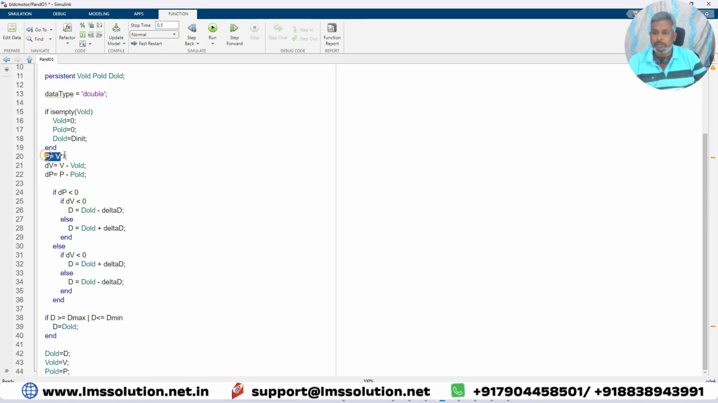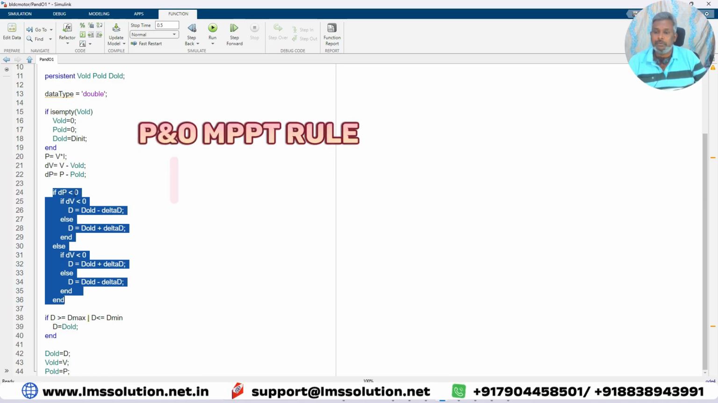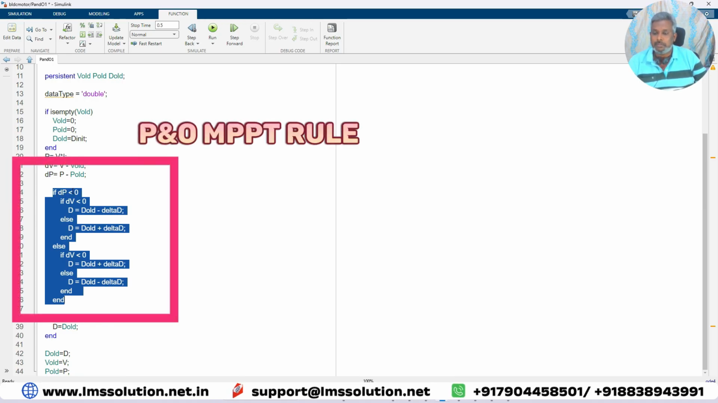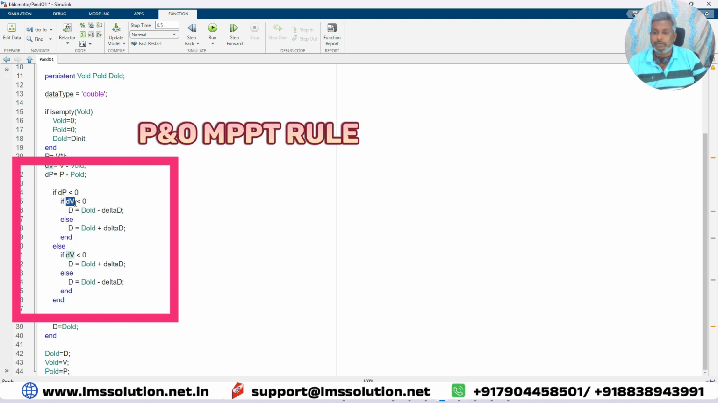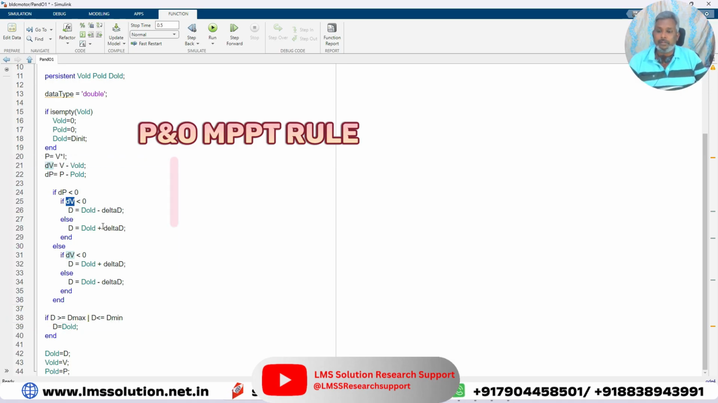Next you have to calculate power, voltage difference, and power difference. And then here we have 4 conditions. You have to compare the power difference with respect to 0. If the power difference is less than 0, then you have to compare whether the voltage difference is less than 0 or greater than 0. That means you have to decide whether power difference and voltage difference are both positive or negative, or both have opposite signs. Then you have to decide whether to increment or decrement the duty cycle.